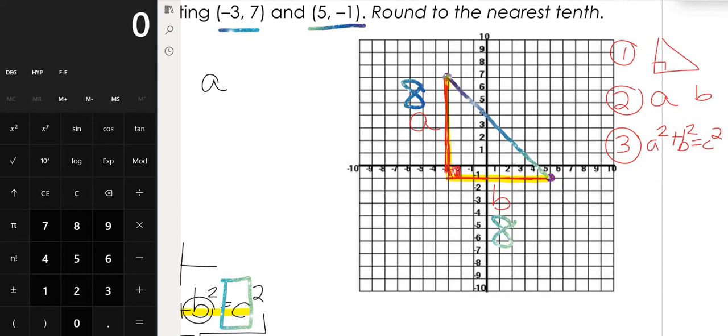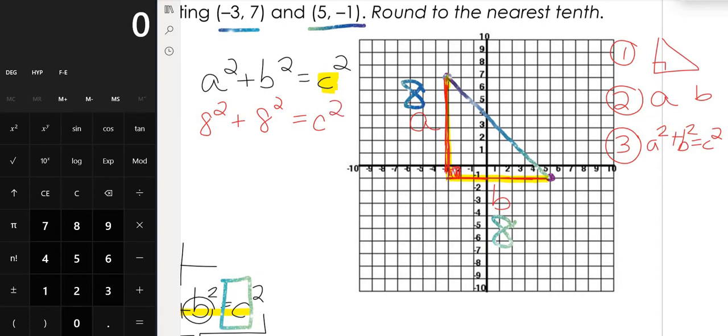I'm going to go ahead and write it again. A squared plus B squared equals C squared. Remember, A and B are what you just counted. C is what you're going to be solving for. All right, so plugging things in, we have A as 8 squared plus B as 8 squared equals, and now your C squared is unknown. We're going to be solving for it.